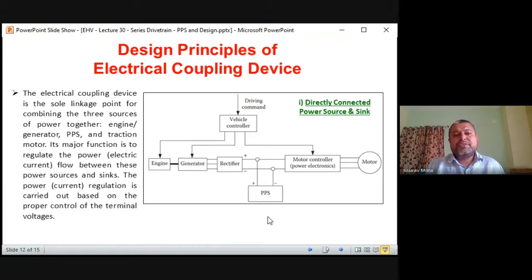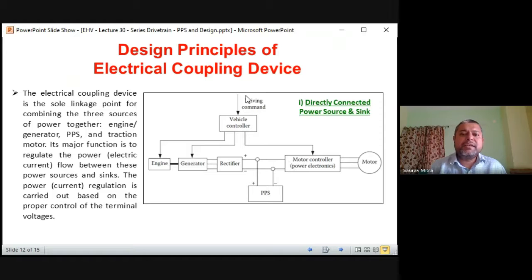Now let's see, there are three types. This is the first type. It is called the directly connected power source and sink. So this is a vehicle controller, the ECU. Engine is here. Engine is getting power from the fuel tank. Engine is connected to the generator with an electrical link. So this vehicle controller is controlling every block.